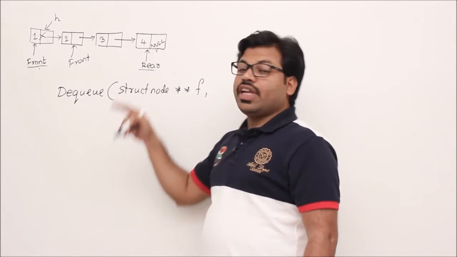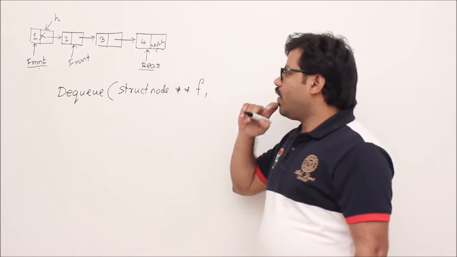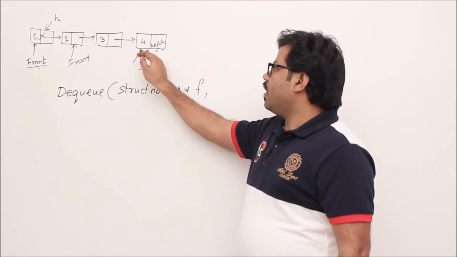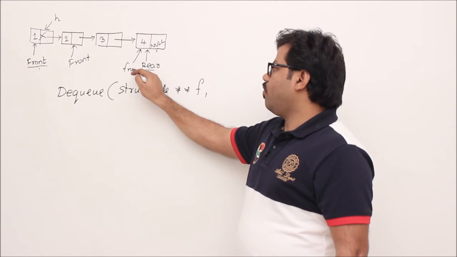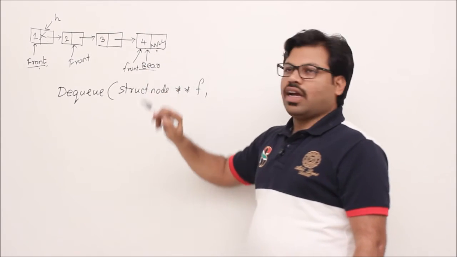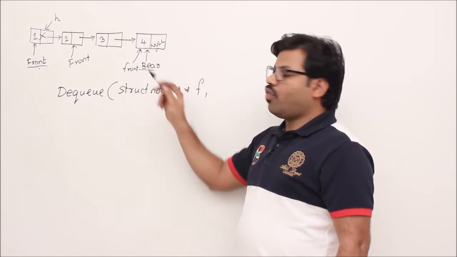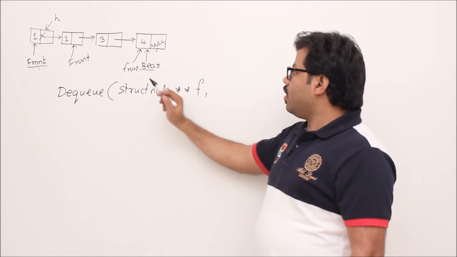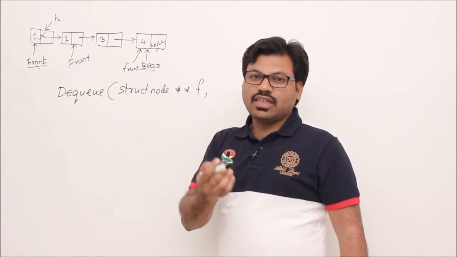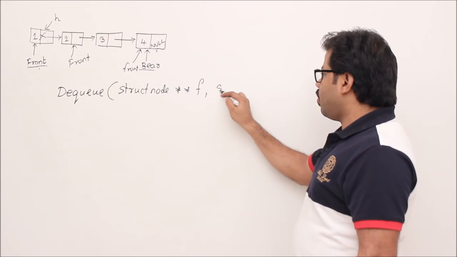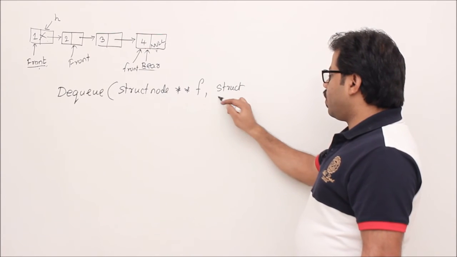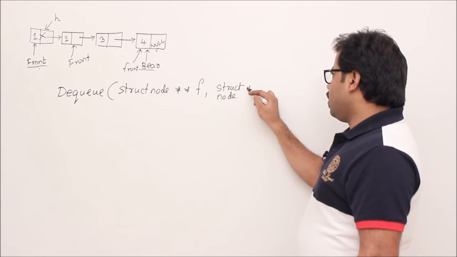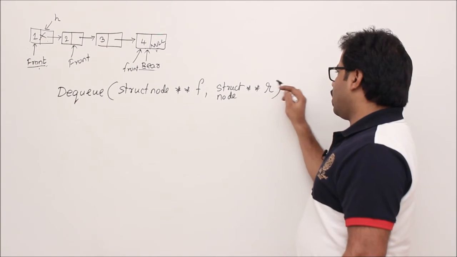And one more thing, do we require rear? Yes. Why do we require rear? Because if you have a single node, think about it, then front and rear come like this, and if you delete it, then we have to update front to null and rear also to null. That's why the address of rear also should be required, then only we can modify. That's why we also require a struct node double pointer rear, let's say r.